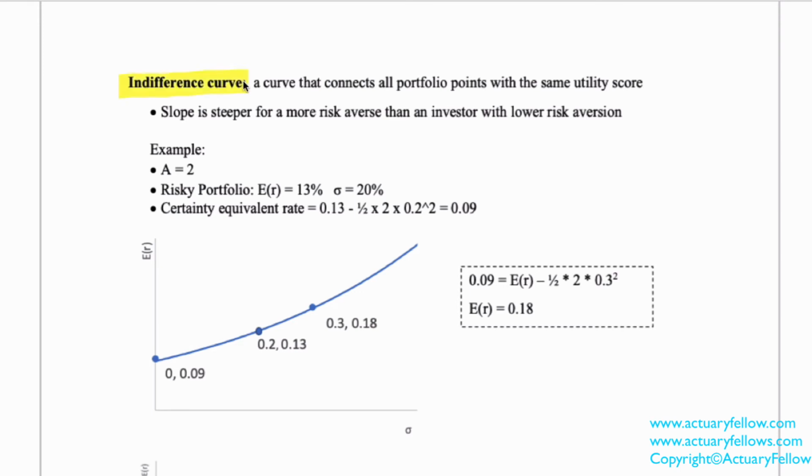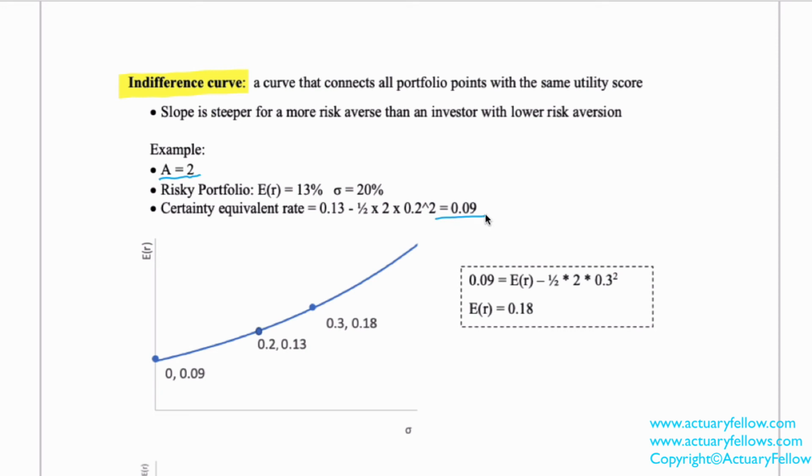Now, let's go over the indifference curve. It's the graphical representation of utility function. The portfolios on an indifference curve have the same utility. For example, an investor has risk aversion equal to 2. The risky portfolio expected return is 13% and standard deviation is 20%. The certainty equivalent rate of return is the expected return 13% minus 0.5 times 2 times variance of the risky portfolio 0.2 squared equal to 0.09.